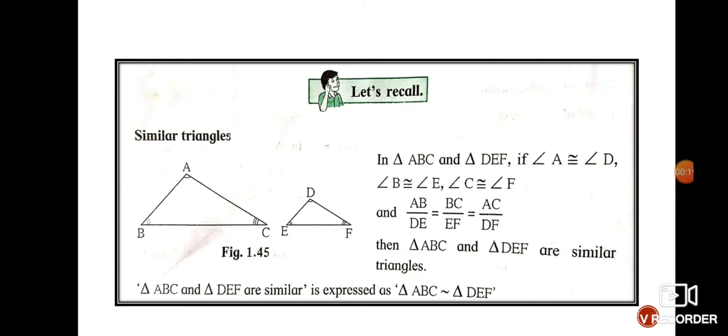Now observe the figure and you can see that angle A is congruent to angle D, angle B is congruent to angle C, and angle E congruent to angle F. And if the pairs of corresponding sides are in the same proportion, then we can say that the triangles are similar, and it is expressed in this way.